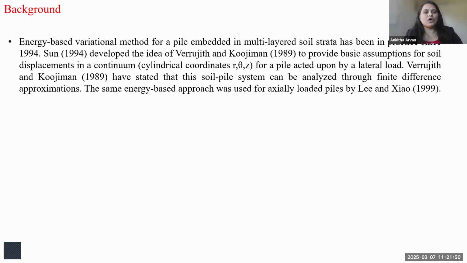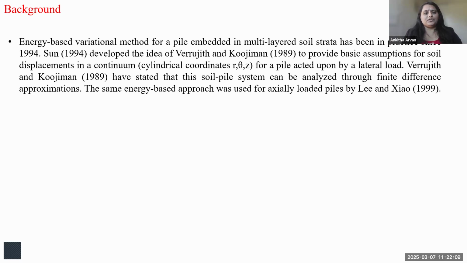the basic assumptions for soil displacements in a continuum, when it's associated with cylindrical coordinates in terms of r, theta, and z. r is the radial displacement, theta is the rotation, and z is the depth, so the depth of embedment. So, this was done for a pile acted upon by a lateral load.